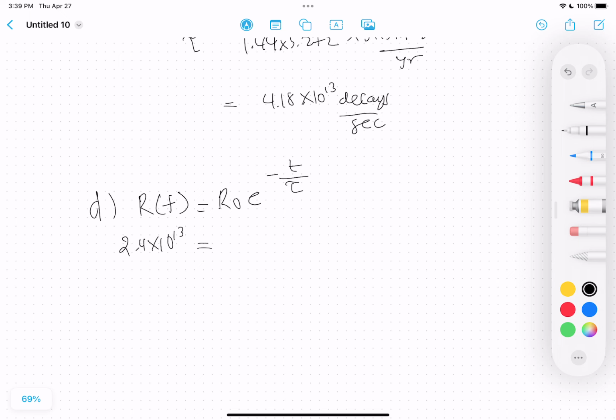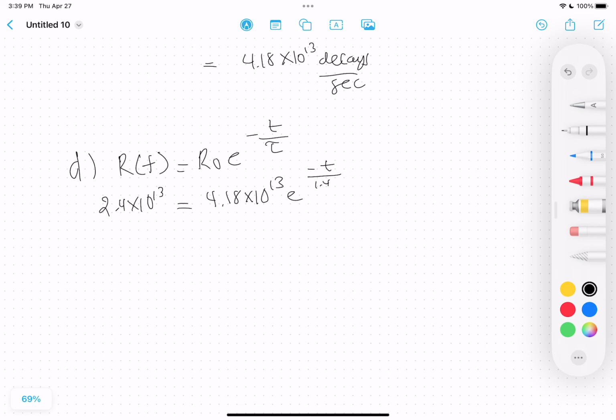And then R0, which is our initial activity, is the amount that I just said, which is 4.18 times 10 to the 13th decays per second. That's the correct initial value. And then that's multiplied by e to the negative t, which is what we're trying to figure out, divided by tau, which is 1.44 times the half-life, T 1/2, right?